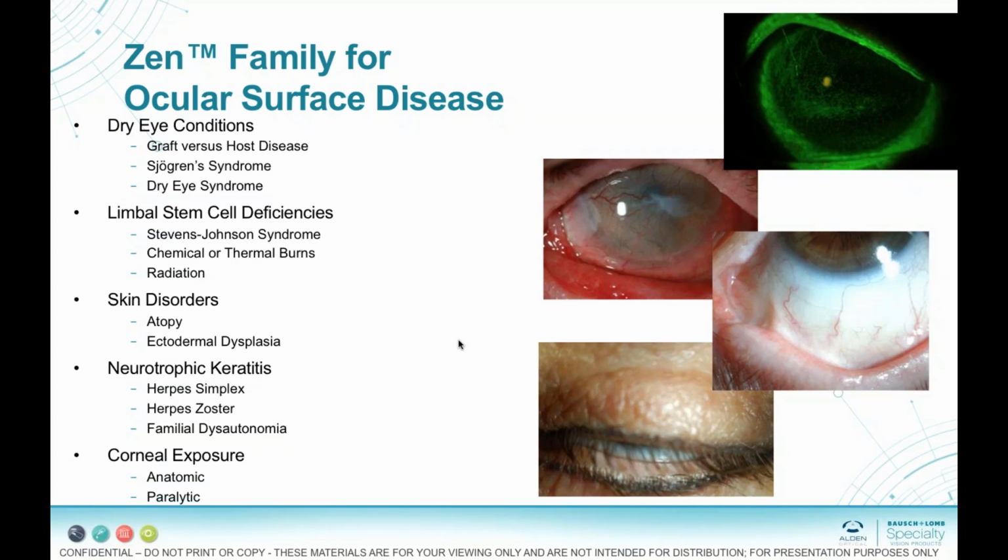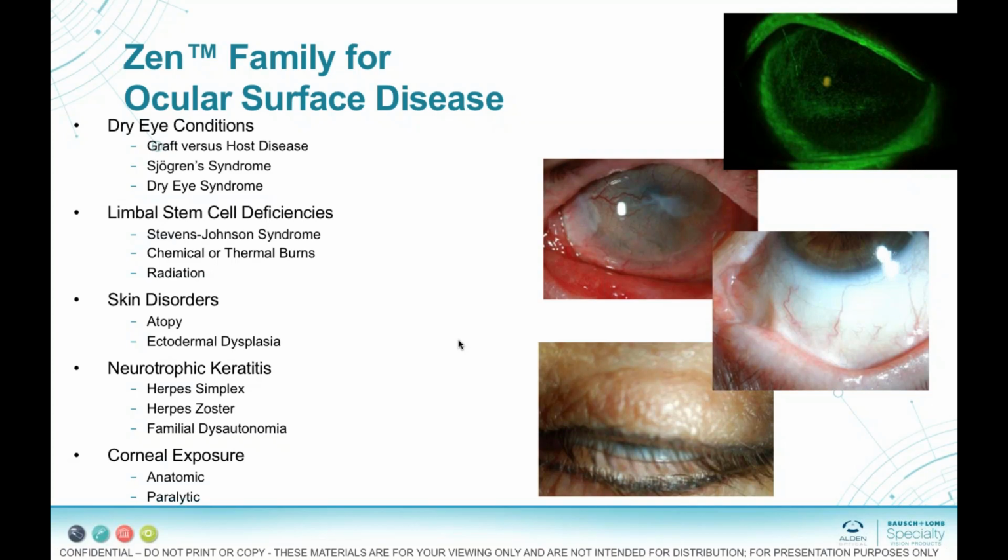Those patients with significant dry conditions from graft versus host, Sjogren's syndrome, for example, the limbal stem cell deficiency patients from Stevens-Johnson or thermal burns, chemical burns, and especially the neurotrophic patients, we see those a lot, those individuals that need protection over their ocular surface because they don't have proper innervation, they can't sense that their eyes are dry. And those with corneal exposure for a variety of reasons, Bell's palsies or what have you, where they can't close completely and that puts their ocular surface at risk as well.